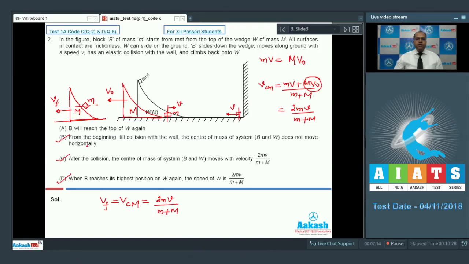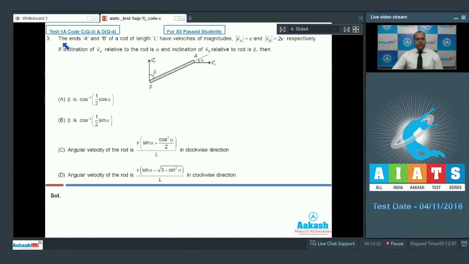Let's move to question number 3. In question number 3, the ends A and B of a rod of length L have velocities of magnitude V and 2V respectively. If the inclination of VA relative to the rod is alpha and the inclination of VB relative to the rod is beta, then, so this point is given in the question, that is B.